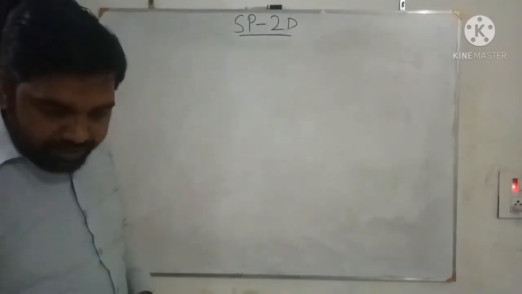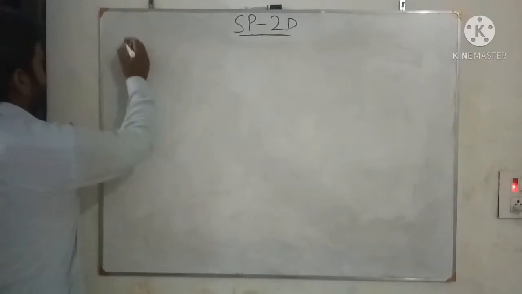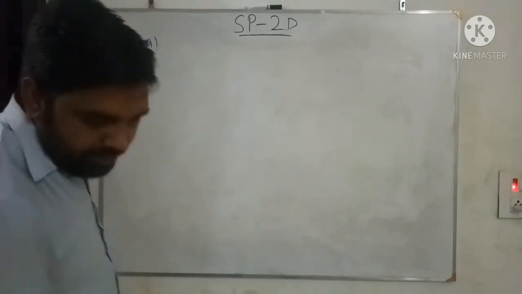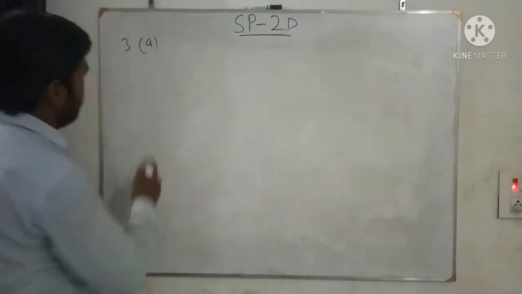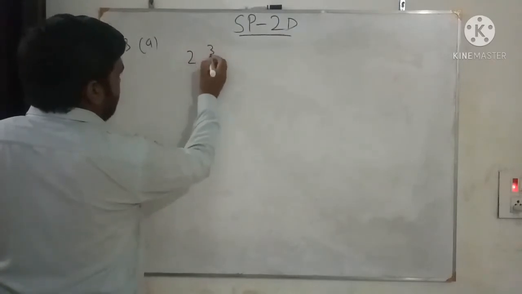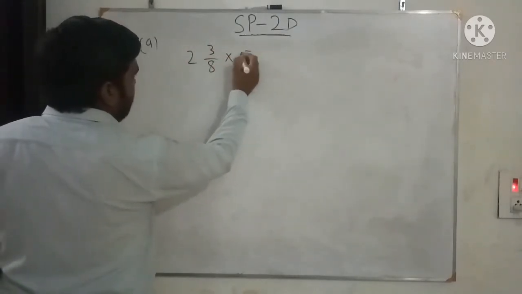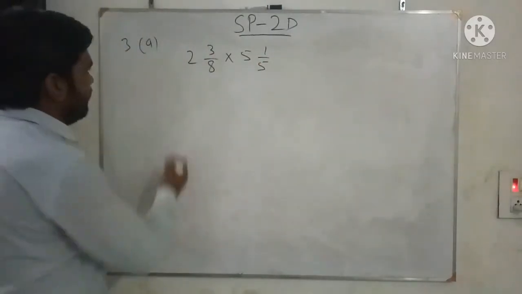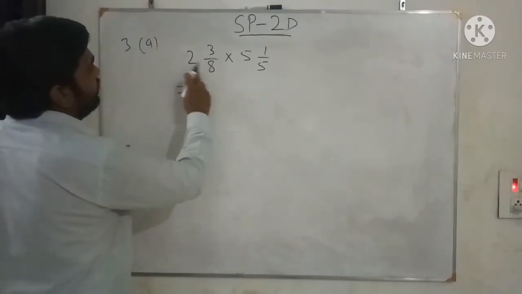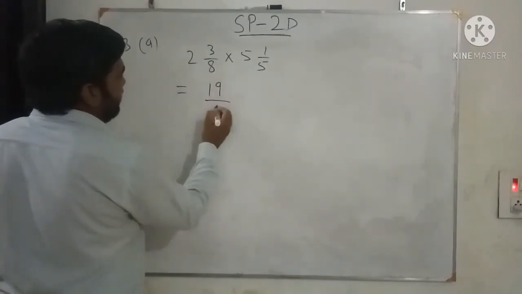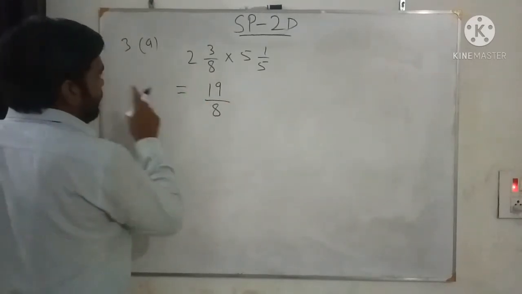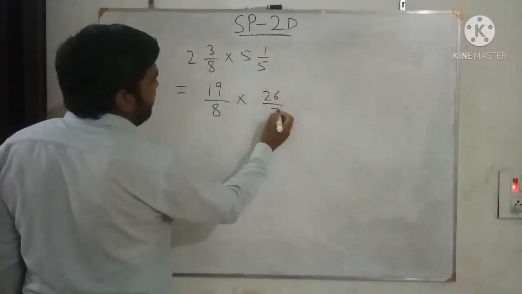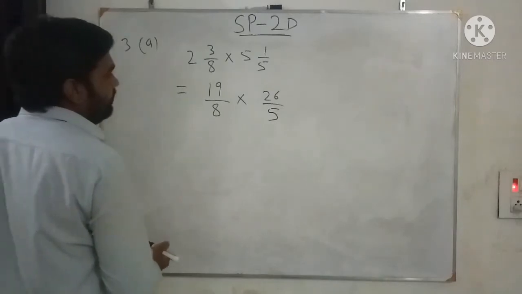In self practice 2C, question number 3A, we had made a mistake. 2 3/8 multiply 5 1/5. That question is correct, but we wrote by mistake 16 by 8. It should be 8 2s are 16, plus 3, 19 by 8, multiplied by 5 5s are 25 plus 1, 26 by 5. Like this it will come.